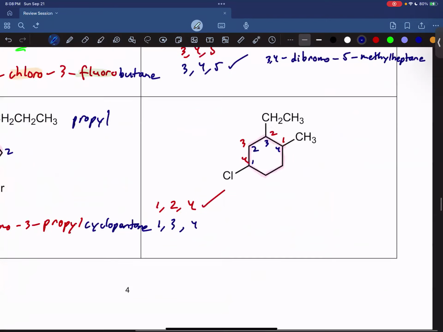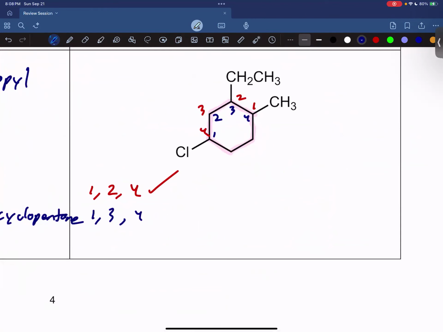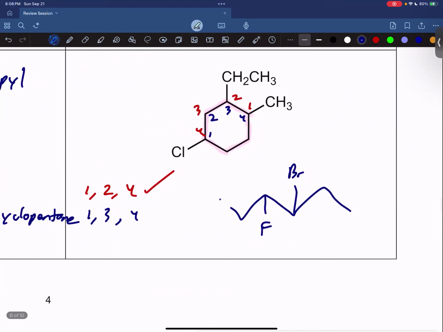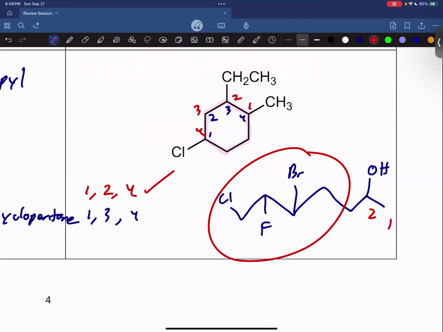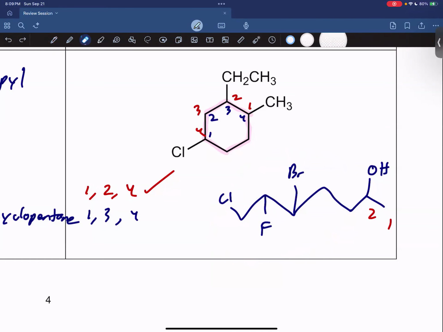For example, we'll probably go over this in the next slide, so don't worry about it too much, but say you had a whole bunch of branches here, like Br, chlorine, all that. If there was an alcohol down here, you would have to start numbering it from the right side because that functional group needs to take priority with numbering. So we don't really care about the fact that there's a whole bunch of other branches closer to the other side. Once again, we'll go over that in more detail on the next slide, so don't worry too much about that right now.